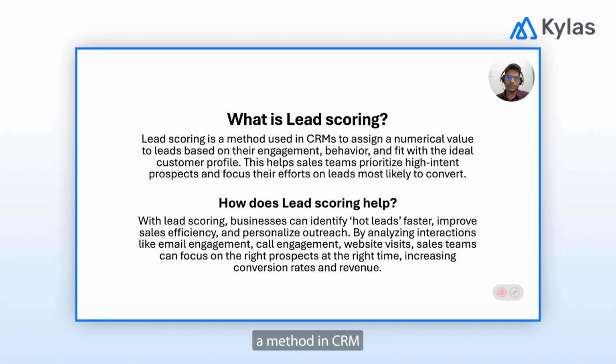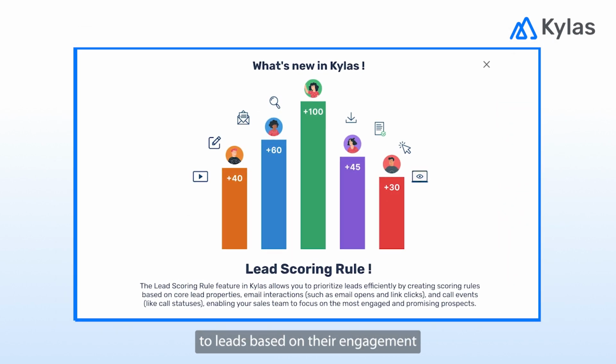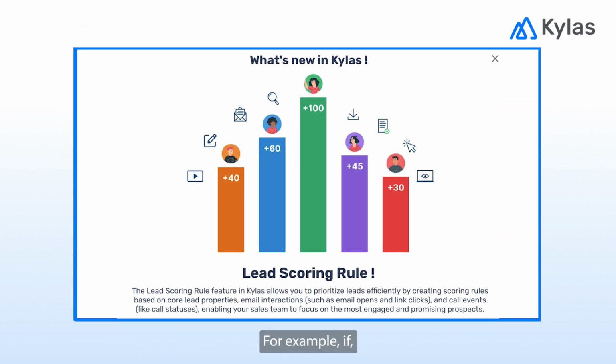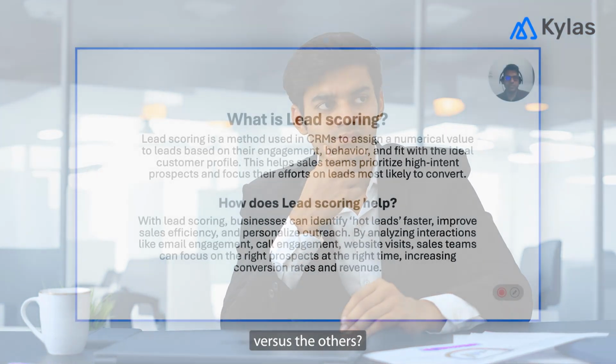Lead scoring is a method in CRM to assign a numerical value to leads based on their engagement and behavior. For example, let us say there are 1000 leads created in the CRM. Now how will your salesperson understand which leads they have to pay more attention to versus the others?